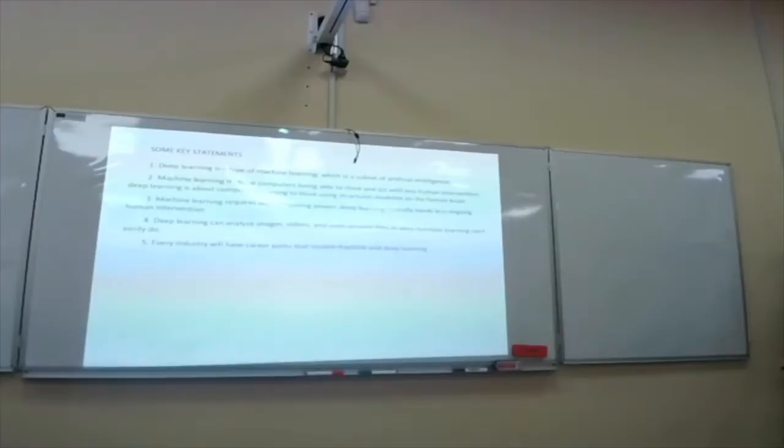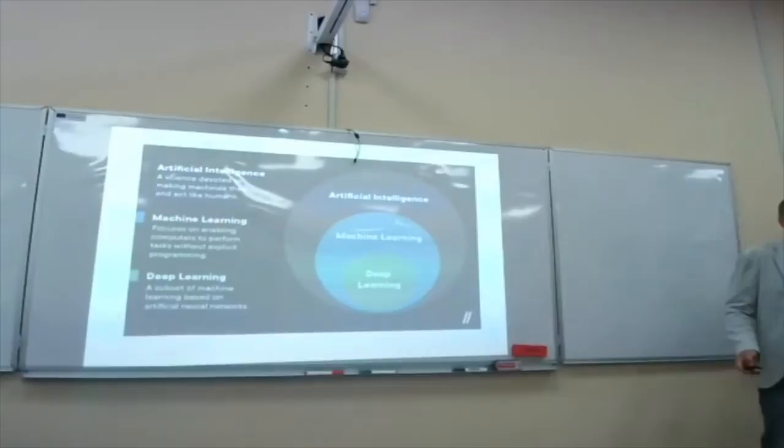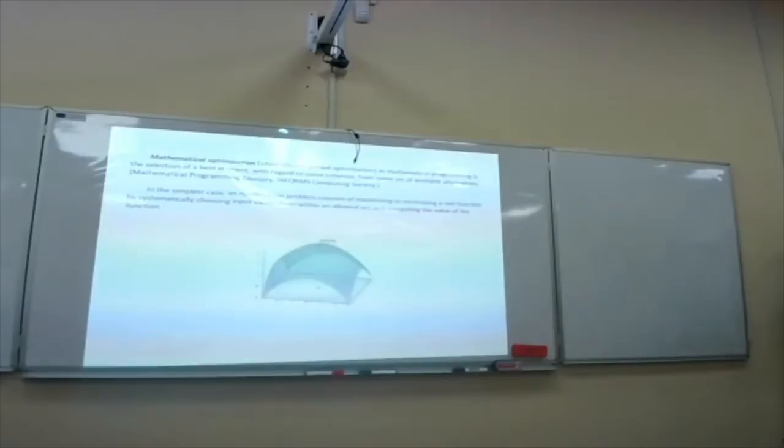This is a popular picture which demonstrates the relations between artificial intelligence as the more general area, machine learning inside it, and deep learning. And some comments concerning explanation of these terms. Optimization. Mathematical optimization. This is something like a definition from this glossary. Mathematical optimization or mathematical programming is the selection of a best element with regard to some criterion on the one hand, and some restrictions which are formed with a set of available alternatives.